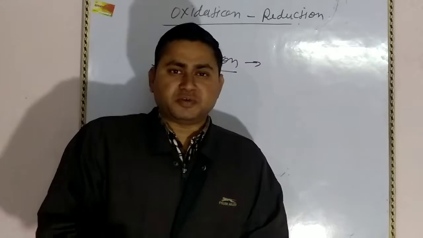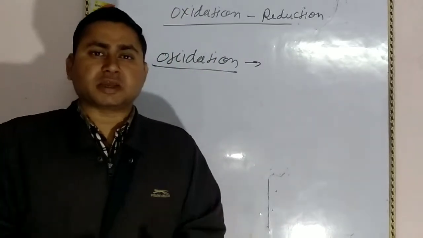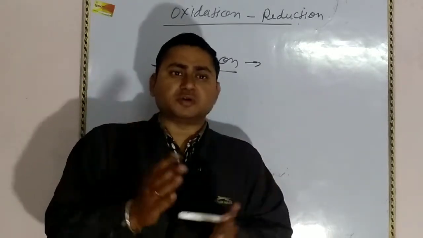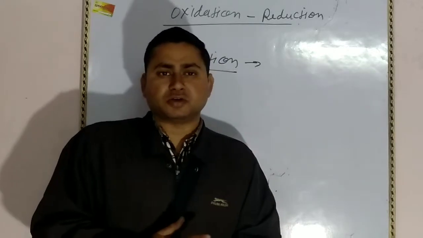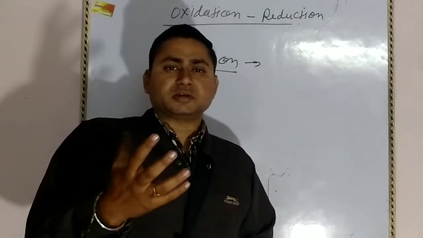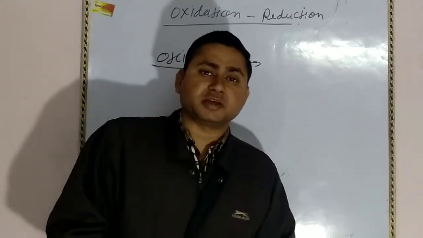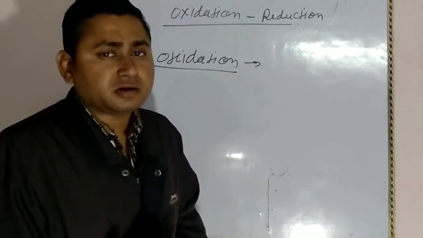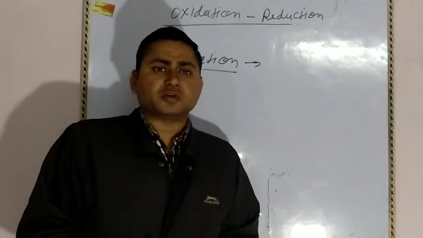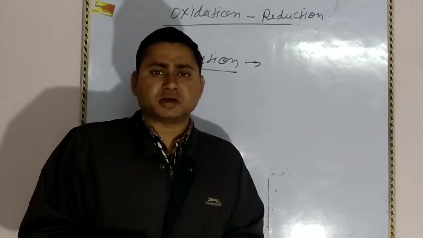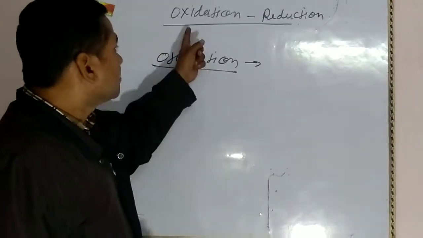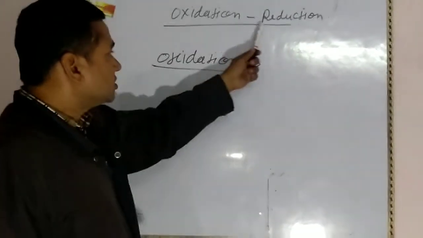As you know, in my previous video we discussed chemical reactions. What is a chemical reaction? How can you identify whether there is a chemical reaction or not? And the different types of chemical reactions like combination reaction, decomposition reaction, displacement reaction and double displacement reaction. So in this series, now we are going to discuss a very important type of chemical reaction, that is known as oxidation reduction reaction.